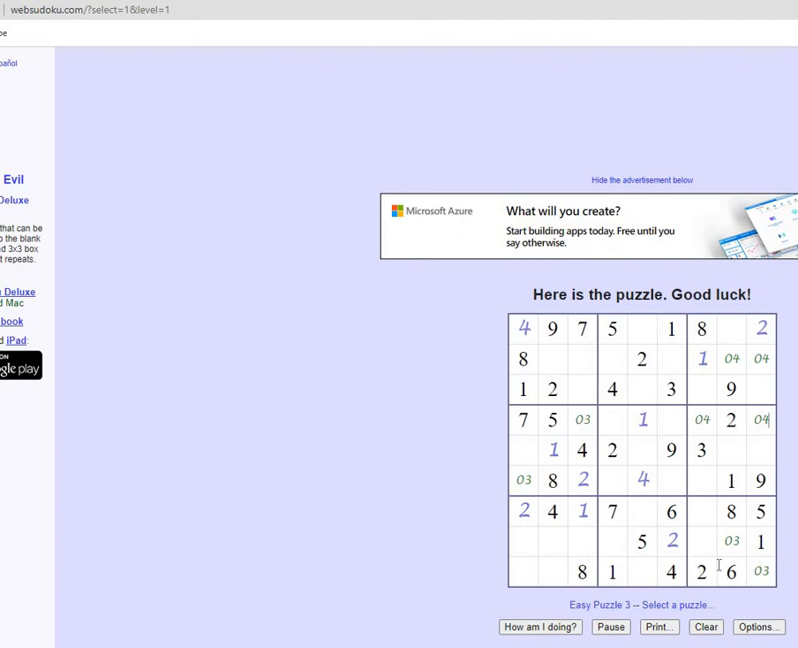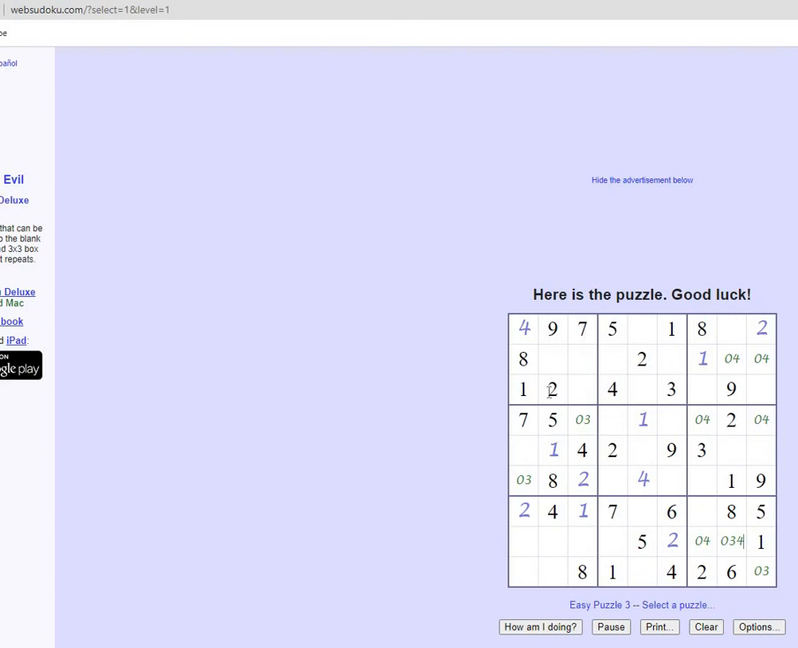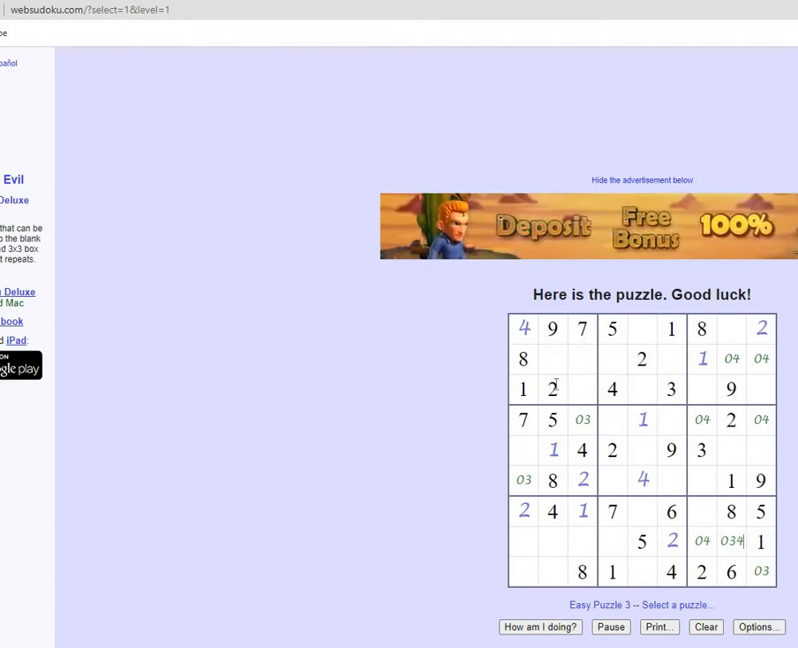So 4 could not be at the top or at the bottom, so it must be somewhere here at the left or at the middle. So let's put it as a pencil mark. Okay, let's proceed to 5. There's 5 here at the top and at the center. So the only possible locations of 5 will be here and here. Let's put it as a pencil mark.